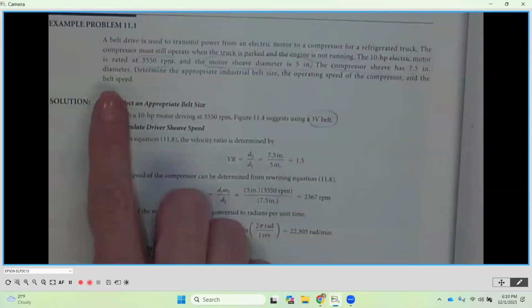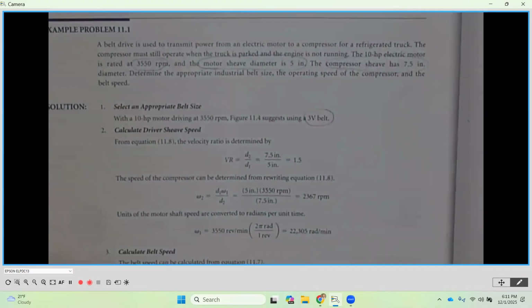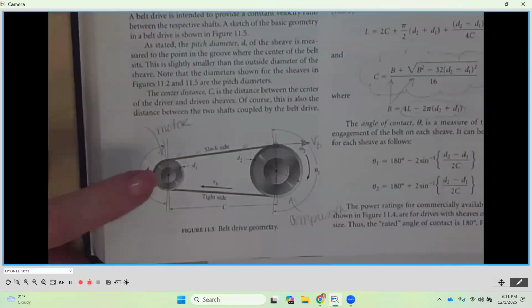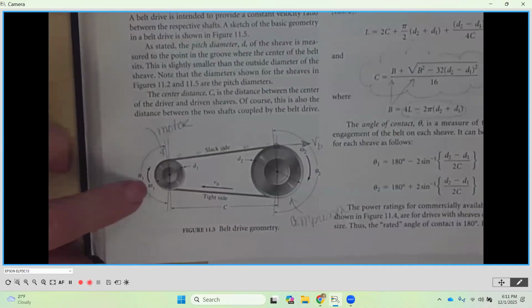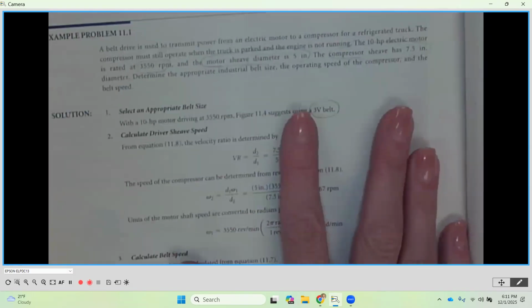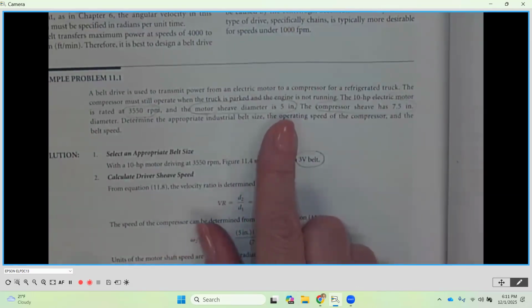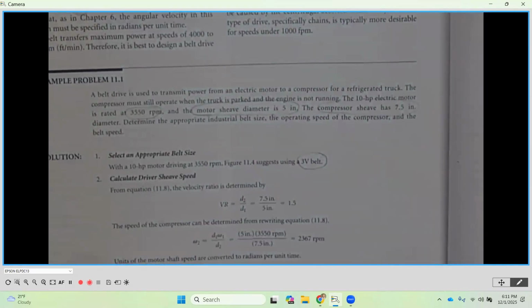We have a 10 horsepower electric motor that is rated at 3550 RPM. So when we look at our drive, the 3550 RPM is coming in on the driver side, and it has 10 horsepower. The motor sheave is going to be 5 inches in diameter. So that's considered the pitch diameter of that driver sheave coming off of the motor.